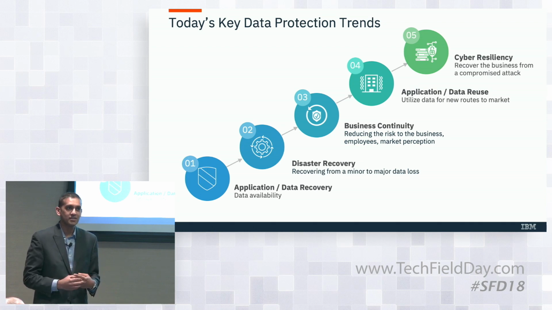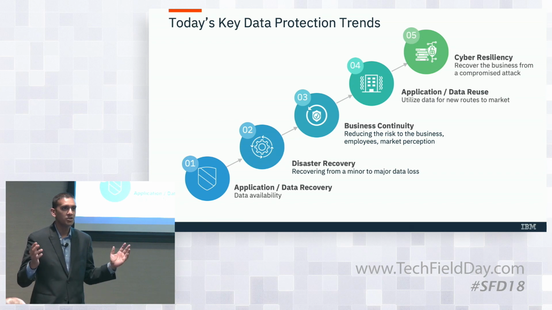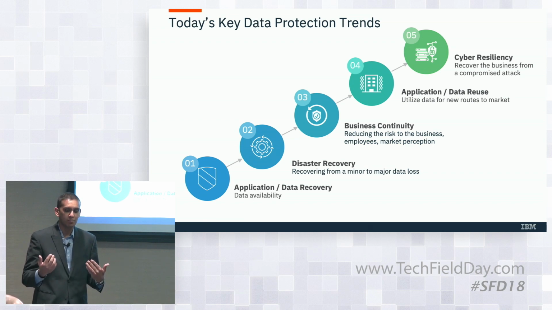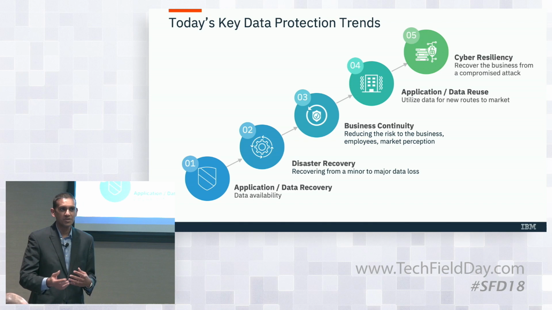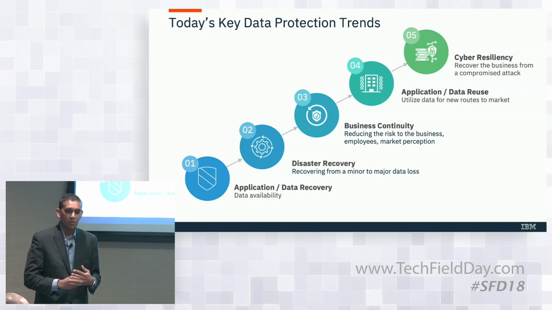The next level is disaster recovery. So I lost my whole site. How do I get back up and running? Then there is business continuity. It's a superset of disaster recovery. Business continuity is, I've lost my site. Now you have my data, but how can I continue my business with minimal impact? These have been trends in data protection forever. But what we are seeing new are the last two things.